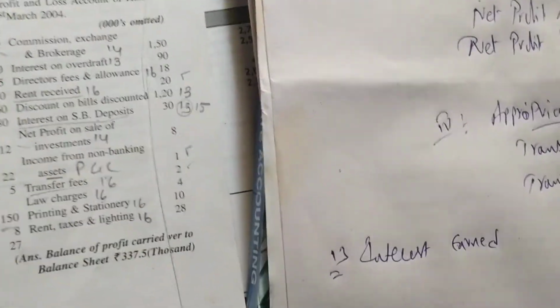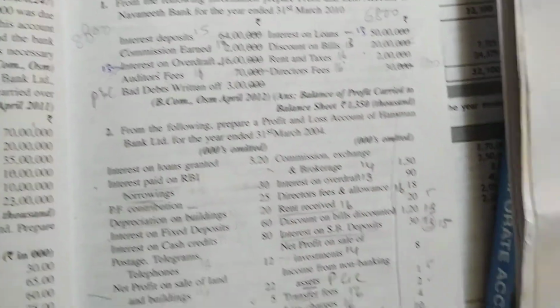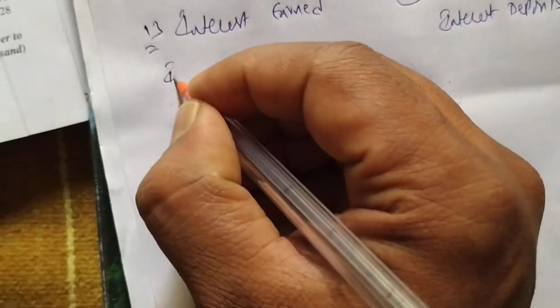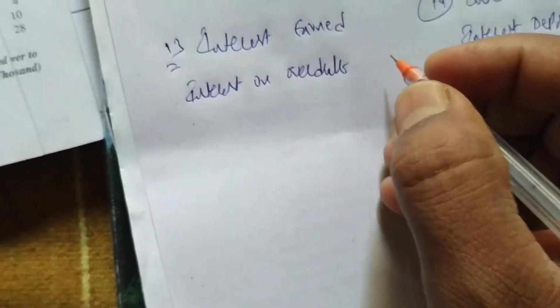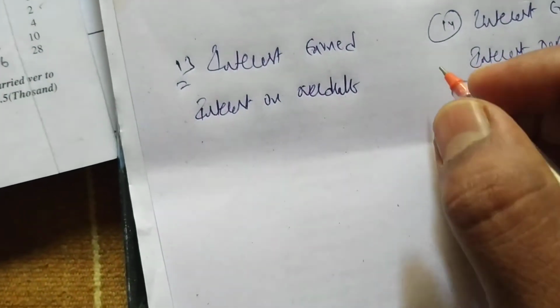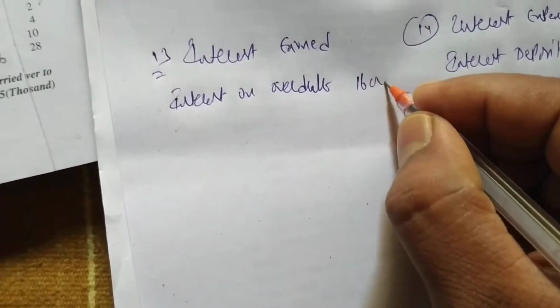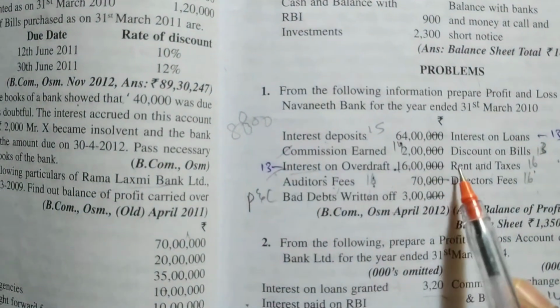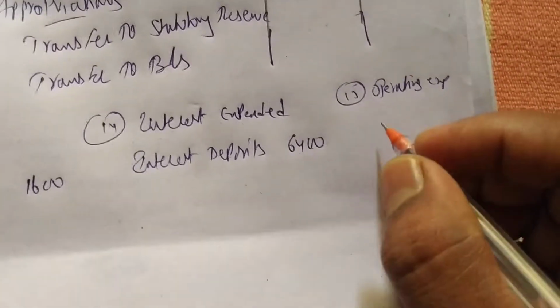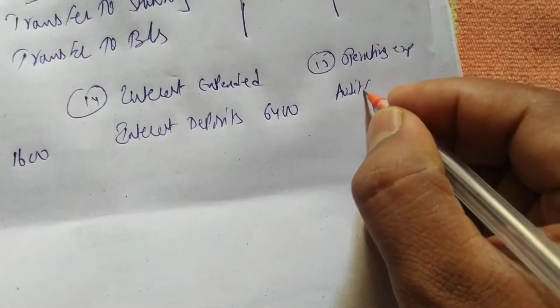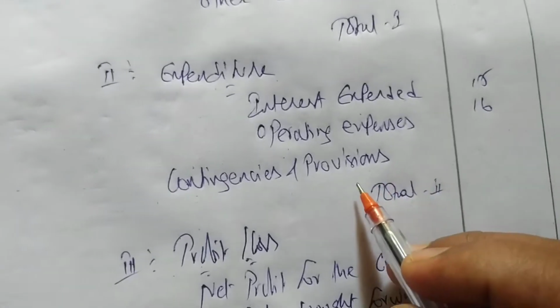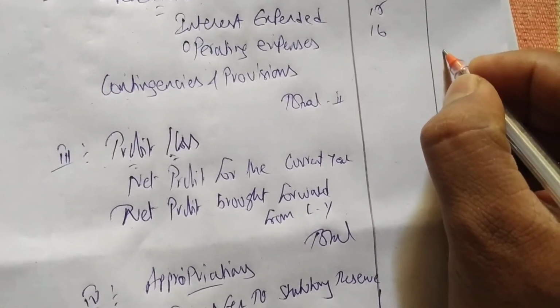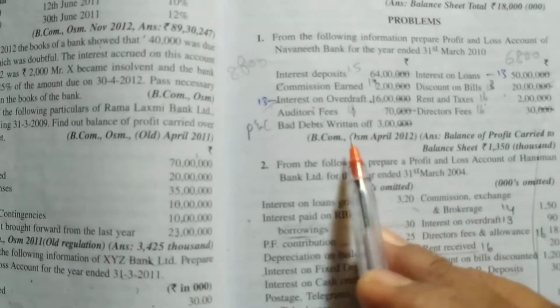Okay. Next, after that we are having interest on overdraft. Interest on overdraft is nothing but interest earned. So interest on overdraft. How much is interest on overdraft? 1600. Okay, 1600 strike off. Audit fees, right? Audit fees under operating. How much audit fees? 70. Bad debts written off. Bad debts written off we have to write under provisions and contingencies. So directly I am writing here. How much is that? 300.